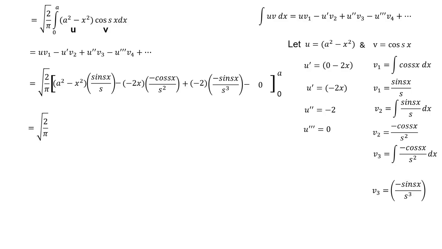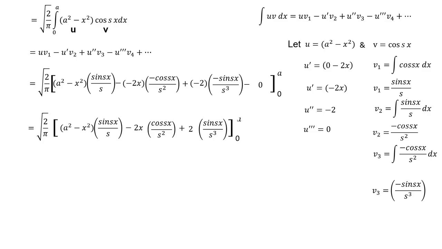So square root of 2 divided by pi, (a² − x²) and sin sx by s as it is we return. And here the second term, minus into minus into minus, we simply put minus 2x cos sx by s². So in the third term, minus into minus, it is plus, so 2 into sin sx by s³, and our limits are 0 to a.